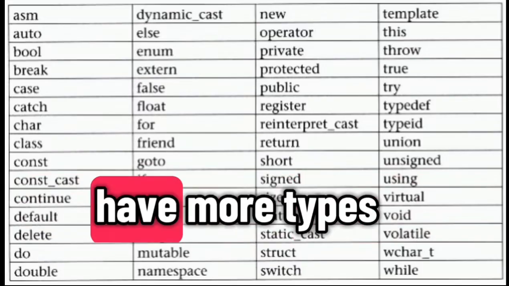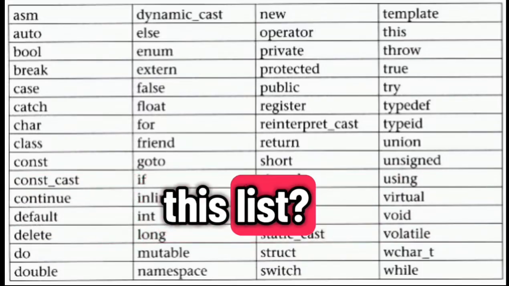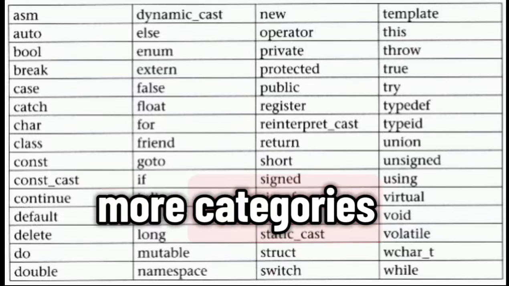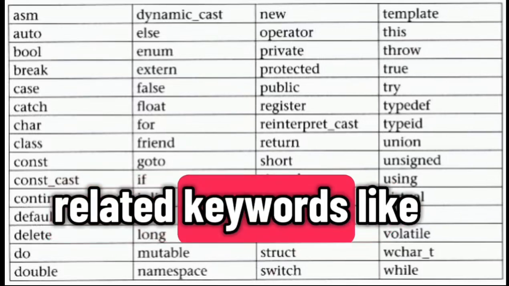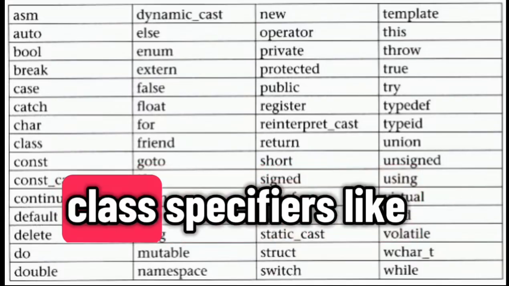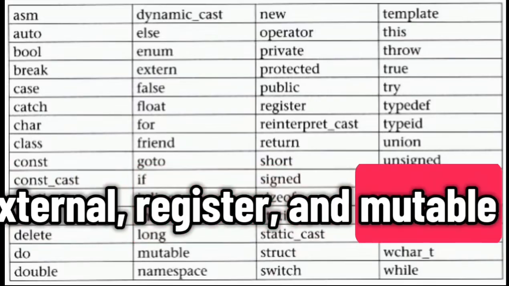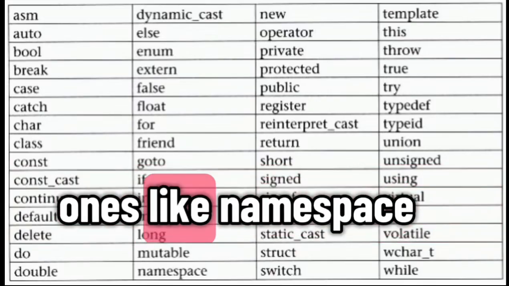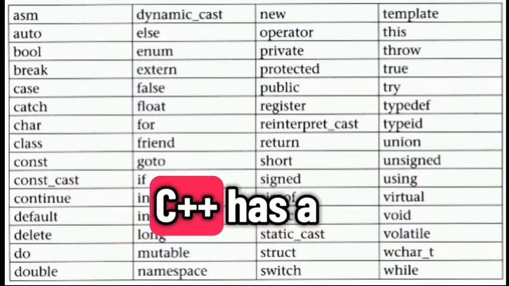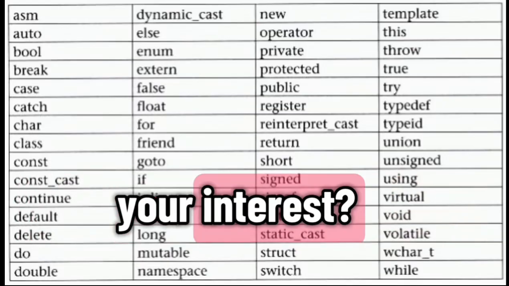Okay, can we have more types of categories in this list? Sure, there are more categories. There are function-related keywords like return, void, and inline, storage class specifiers like static, extern, register, and mutable, and more advanced ones like namespace, template, and typename. C++ has a wide variety of keywords. Which category catches your interest?